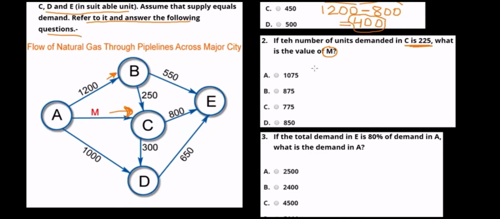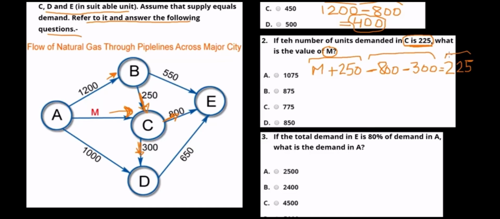So let's take a look. M coming in. Anything else coming in? There's a 250 coming in from B, right? So 250 coming in. What's going out? There's an 800 that's leaving to city E, so minus 800. And there's another 300 leaving to city D, so minus 300. What should you end up getting? Because they said the demand of city C is 225. So city C uses 225 units of gas. M and 250 are coming in, but it gives out this amount, and it's still left over with 225.